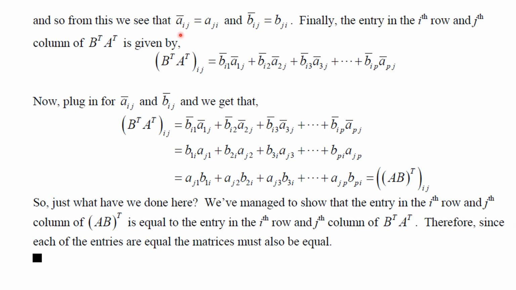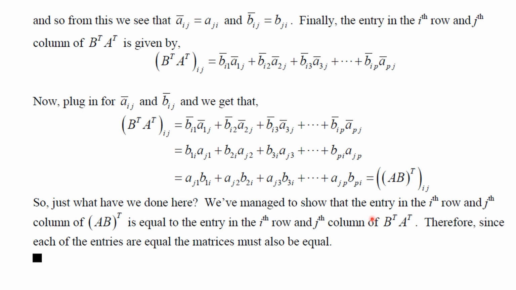So we see that this and this, by definition, the entry in the ith row and jth column of B transpose times A transpose is given by this product and sum. But if we plug in what A bar ij and B bar ij are, we get this for the ith, jth elements, which is equal to this, and which is the same as this, which is what we had as the ith, jth element.